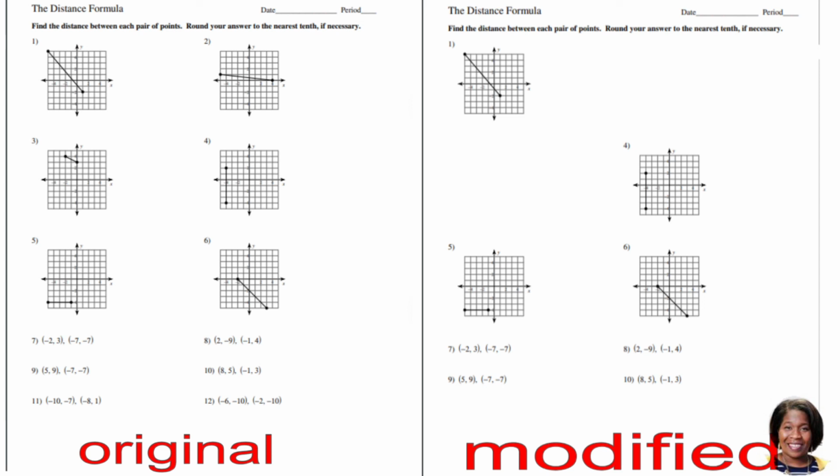Now, if they missed the problem, then definitely you want to use that problem that you took away to reassess them. Notice I took away question 2 and 3 in the modified version. So I took away 2 and 3 and then 11 and 12. And so you've modified it by 4 questions, but still they have the opportunity to show that they understand the objective, which is to find the distance between each pair of points in a graph and/or coordinates.